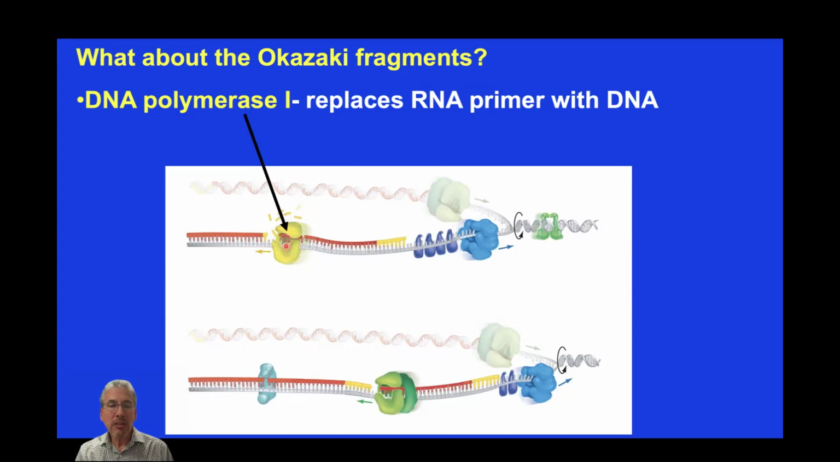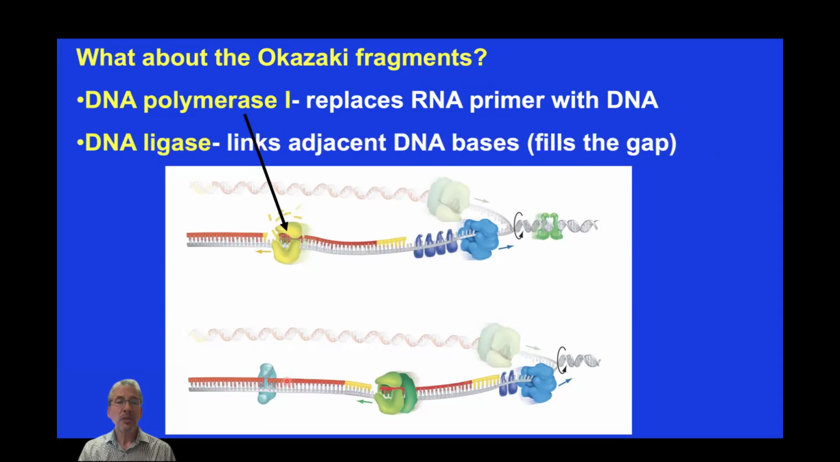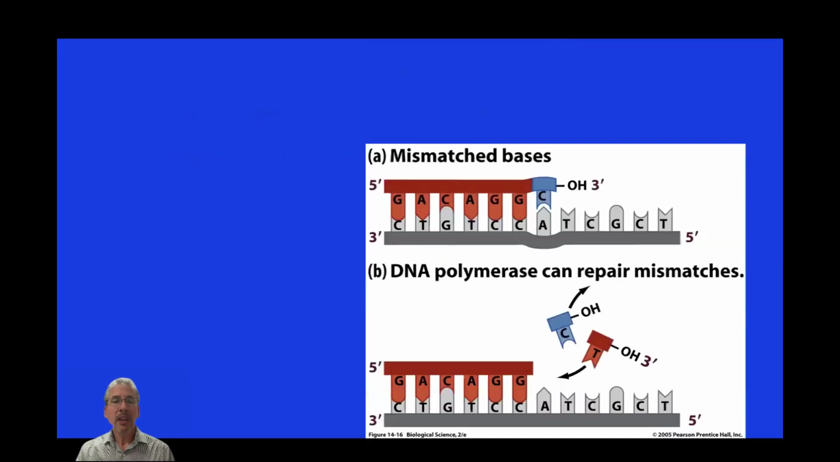But even at that point, you still have a little gap between your Okazaki fragments. So there's one more enzyme we'll mention, namely DNA ligase. This comes in, forms covalent bonds between adjacent DNA bases, thereby completing the process. So as long as everything is working correctly, we end up with two genetically identical pieces of DNA.